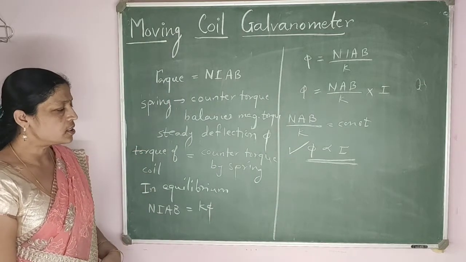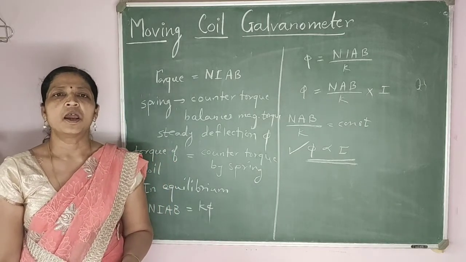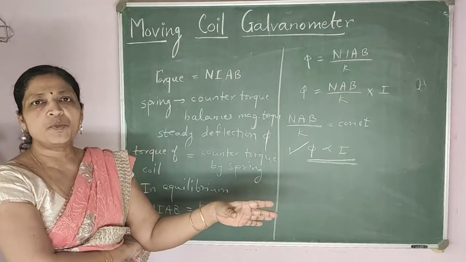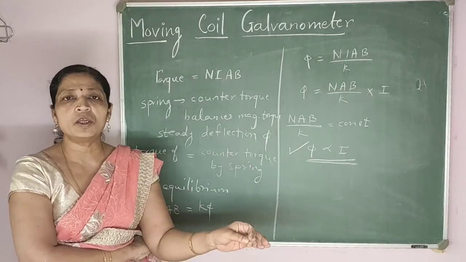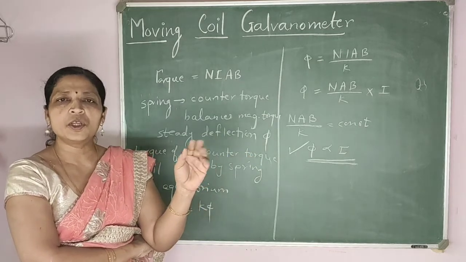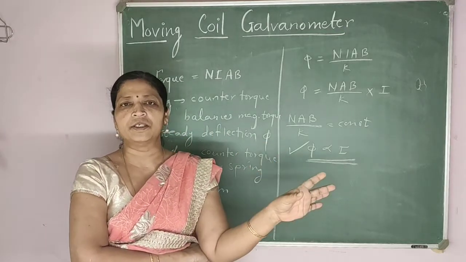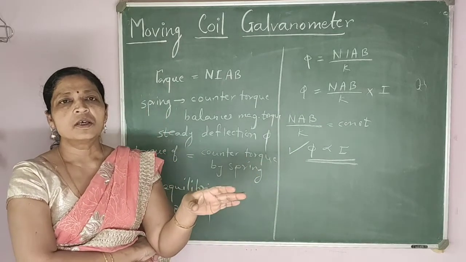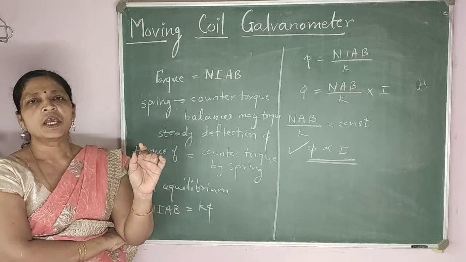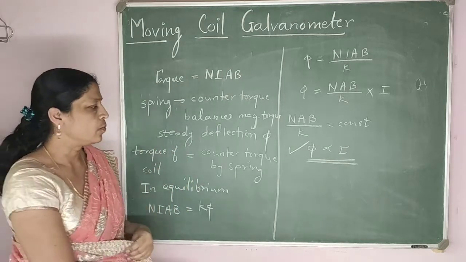Now let us see how the galvanometer is used as an ammeter. Can we keep a galvanometer in the circuit in the place of an ammeter to measure the current? No. We cannot use a galvanometer as such as an ammeter. There are two reasons. The galvanometer is a very sensitive device, and it gives full scale deflection for a small amount of current also.